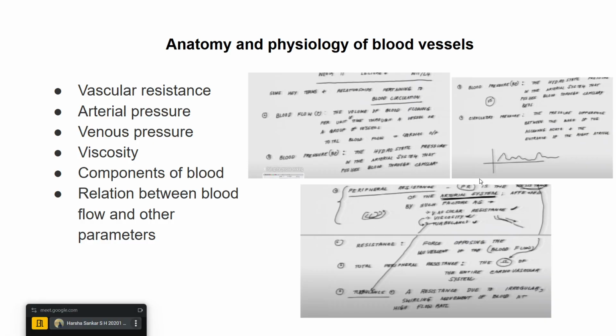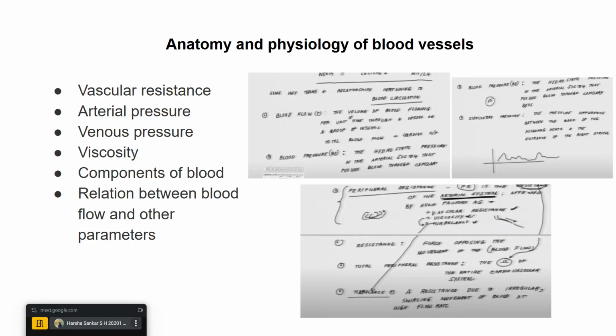Please also remember these definitions: vascular resistance, arterial pressure, venous pressure, and blood flow. Blood flow is the volume of blood flowing per unit area through a vessel or a group of vessels. Blood pressure is the hydrostatic pressure of the arterial system that pushes blood through the capillaries. Peripheral resistance is the total resistance of the arterial system, affected by three factors: vascular resistance, viscosity, and turbulence. Resistance is the force opposing the movement of blood flow, because there are particles inside, for example our blood cells.